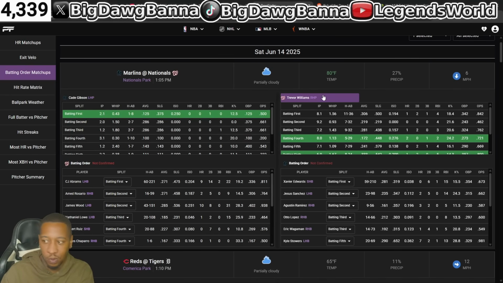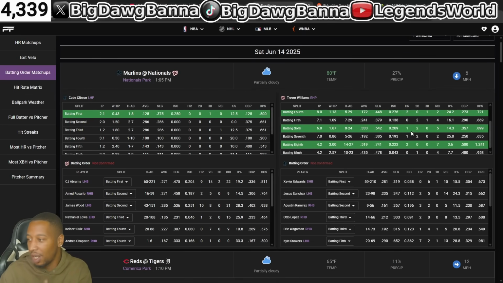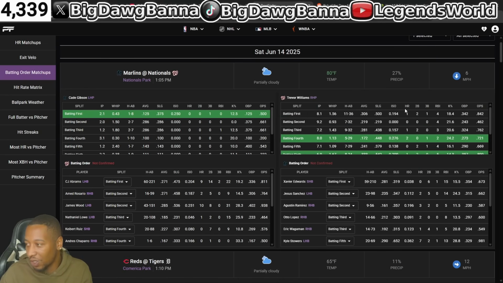You also got Trevor Williams, a right-handed pitcher. He has a weakness to the 4th, 6th, and 8th based on the power he gives up to those spots in the lineup: a .276 ISO to the 4th batter, .209 to the 6th, .222 to the 8th. But you can also use this even if it's not lit up green. You can still see where he gives up a lot of something to a spot. These help you identify home runs and hits, by looking at the batting average he allowed, RBIs, doubles, things of that nature.